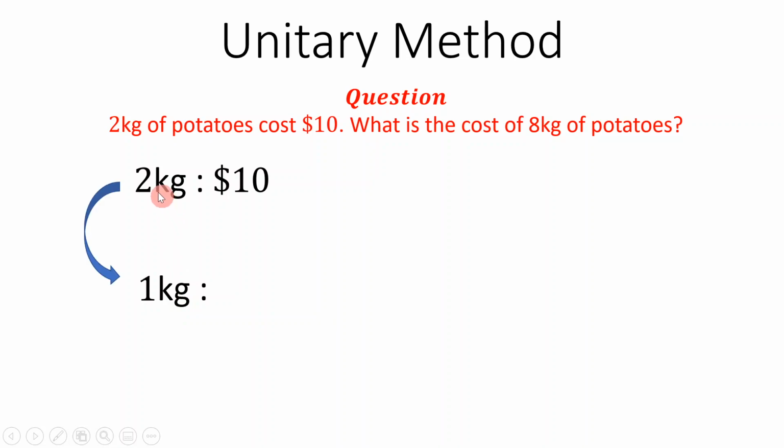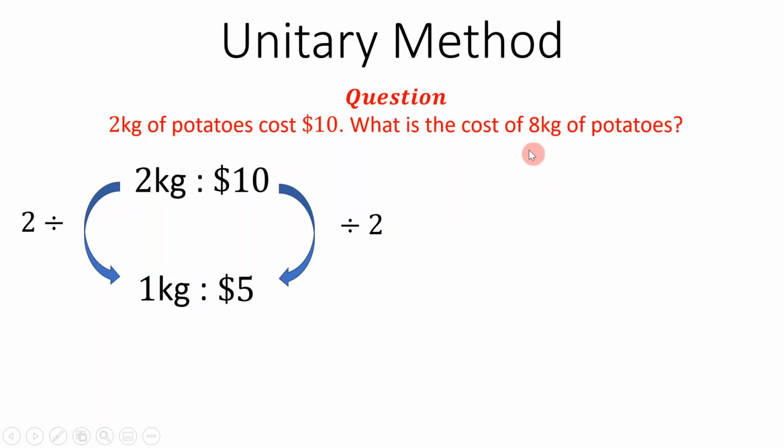So that means we're going from 2 kilos to 1 kilo. What operation are we applying to go from 2 to 1? We are dividing by 2. So 2 divided by 2 is 1. And remember, whatever you do to the left-hand side, you must do to the right-hand side. 10 divided by 2 will be 5. So what this tells us is that 1 kilo of potatoes cost $5. So we have found the unit cost of it. 1 unit costs $5. And in this case, a unit is kilos.